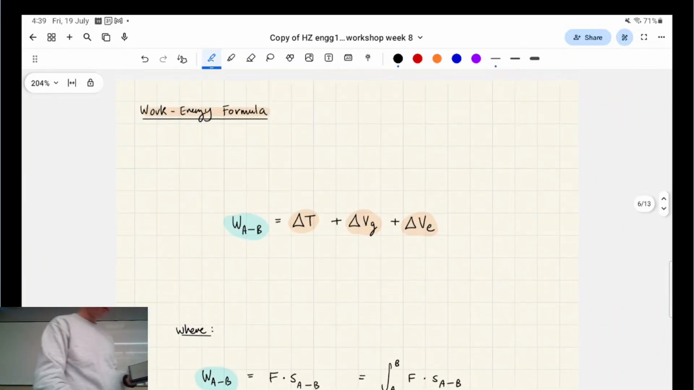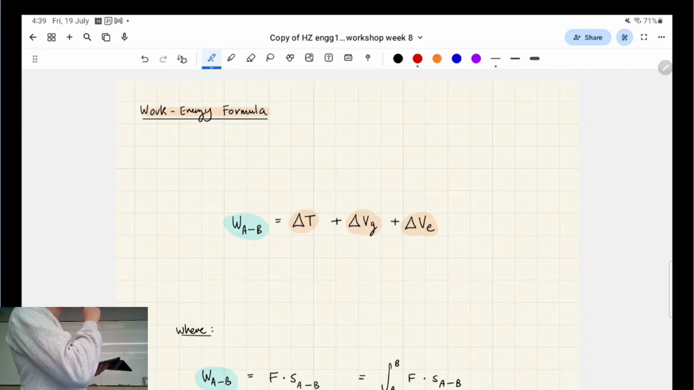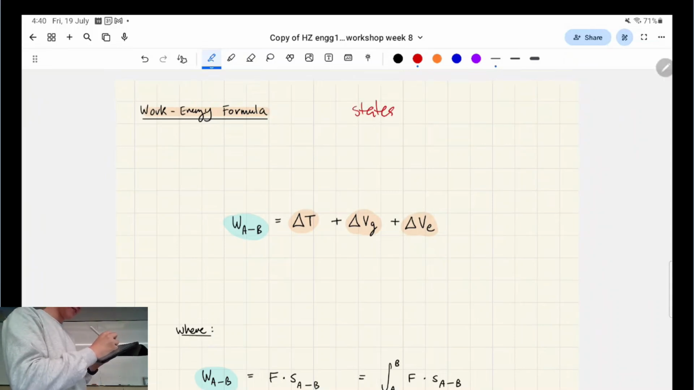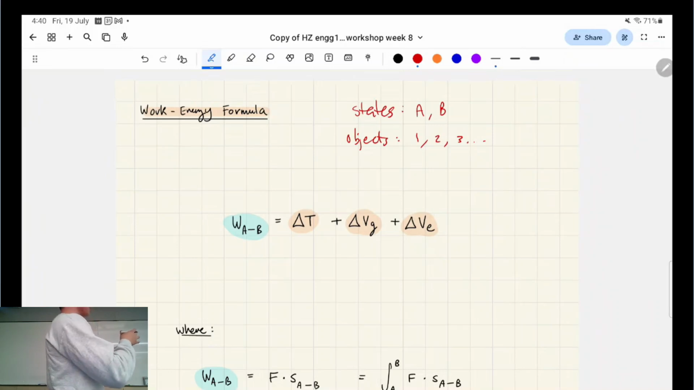Okay. So now we're up to work energy. Here I've called the states A and B, but I think for momentum I might have called the states 1 and 2. So your states can be, in this case, states A and B, states in time. And then the objects, I think I might have called them object 1, 2, whatever. I might have flipped it the other way around in the momentum one. But as long as it's clear what we're talking about. In this case, we're talking about states, right?